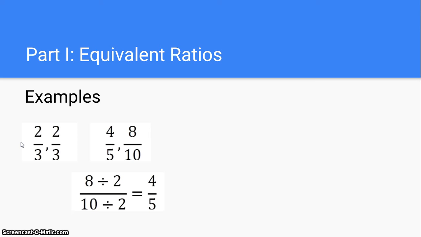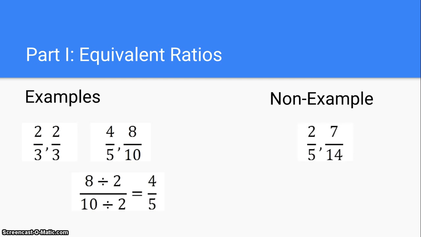Now, as we're talking about what an equivalent fraction or an equivalent ratio is, we also have to look at what one isn't, and for an example we can look at 2/5 and 7/14. Now these don't look to be equivalent, but we need to check, and the way I would approach it is I'd simplify. 2/5 is already simplified, but 7/14, divide the top by 7, divide the bottom by 7, we get 1/2. 2/5 and 1/2 are not equivalent, and so therefore we know this is not an example of equivalent ratios.